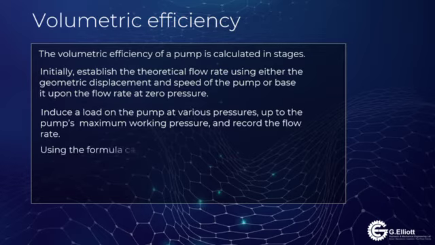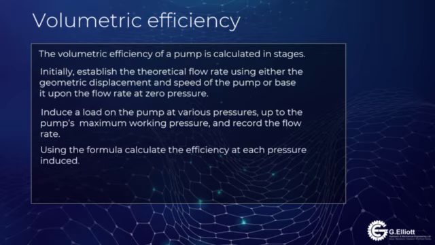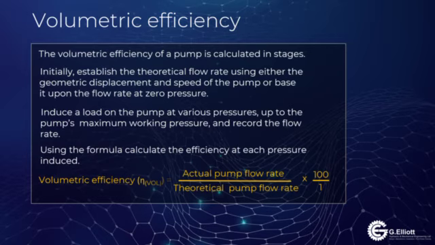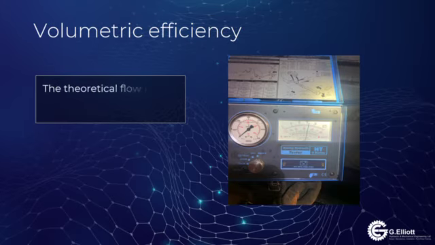Using the formula, calculate the efficiency at each pressure induced. Volumetric efficiency equals the actual pump flow rate divided by the theoretical flow rate, times 100 divided by 1. The theoretical flow rate of the pump being tested is established.